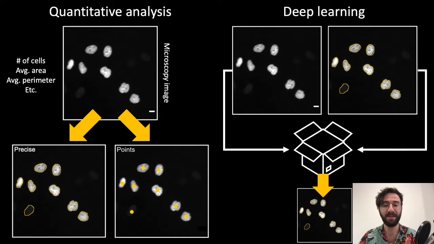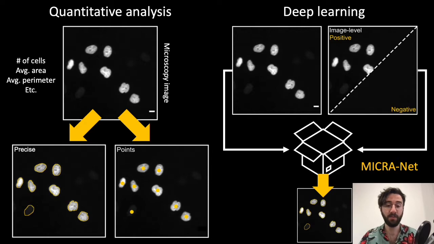Unfortunately, a precisely labeled dataset is not always available or may be difficult to obtain. Hence, we set out to develop a learning model capable of producing detailed feature maps from training using only image-level annotations, which we termed MICRA-Net. In other words, MICRA-Net aims at predicting the presence of a structure within the field of view.